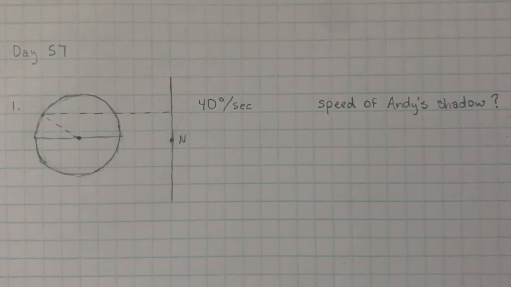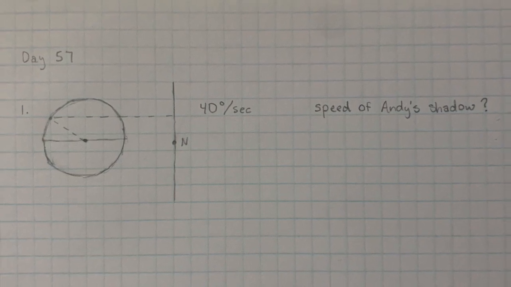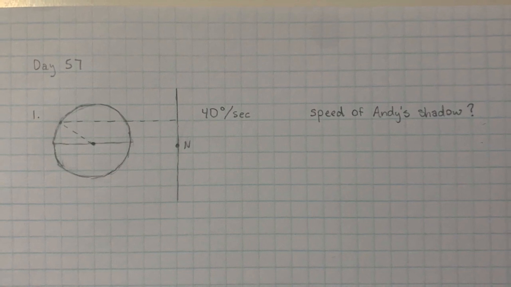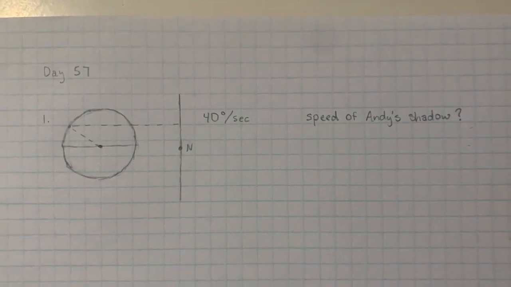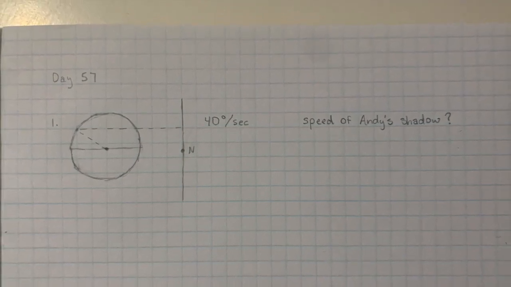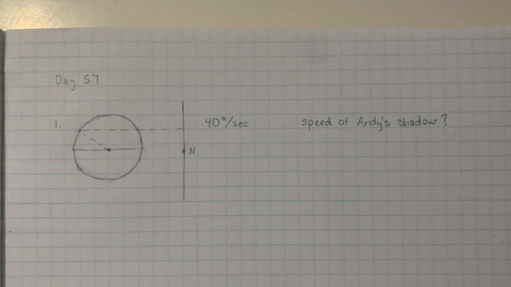In this question, Andy is riding on a merry-go-round while the sun is setting, casting a shadow on the nearest wall. The merry-go-round is turning at 40 degrees per second, and Andy is approximately 24 feet from the center. Also, N is the point on the wall that is closest to the merry-go-round. The question asks us to find the speed of Andy's shadow when it passes point N, and the speed of his shadow when it is 12 feet from point N.